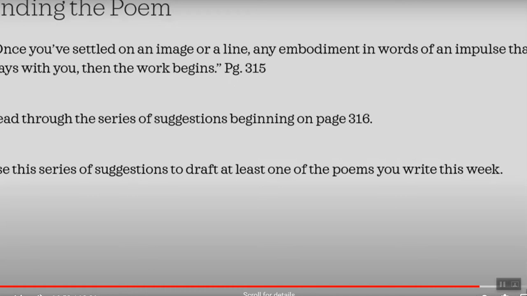On page 316, there's a series of suggestions, and I love these suggestions. Please, please, please go look at page 316. Use the series of suggestions to draft at least one of your poems this week. Nobody will know. I will not even know. And you might actually find something within you that surprises you, that surprises me, that is outside that realm of just cliche poetry that we see all the time.